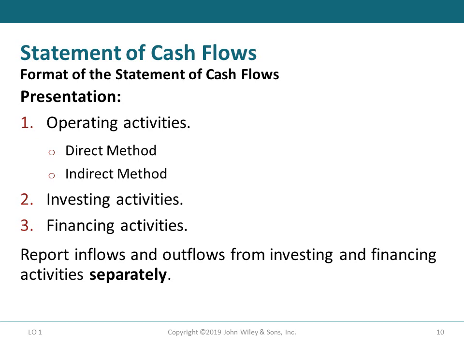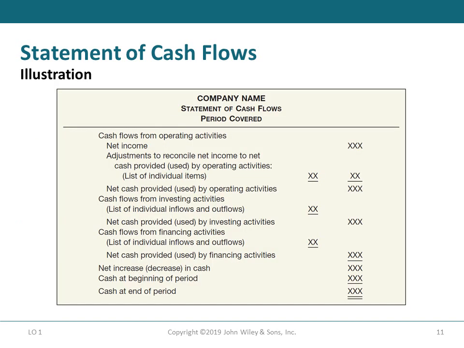Operating activities under either direct or indirect method, also investing activities and financing activities. The three sections are prepared separately. And this illustration shows how we prepare the cash flow statement. It looks like other statements. We start with the firm name, then the statement name, then the period covered. These are the three items covered in the head of the statement.